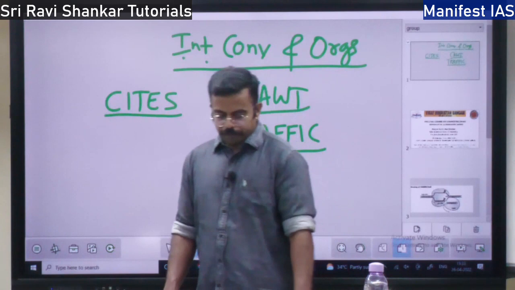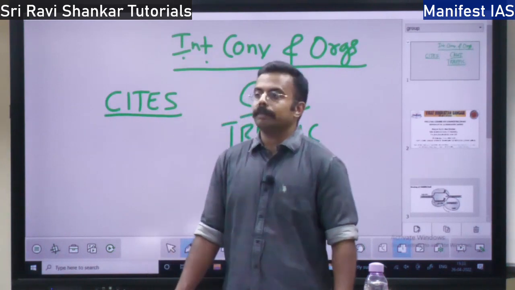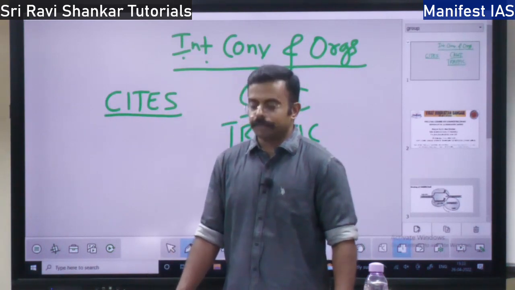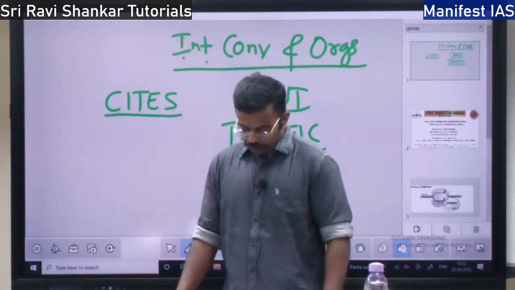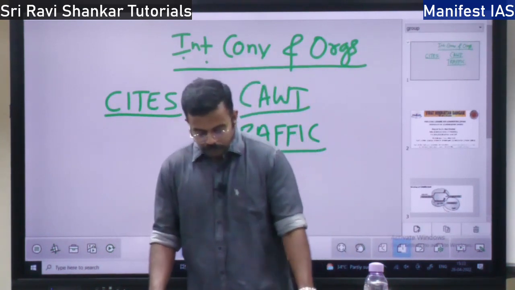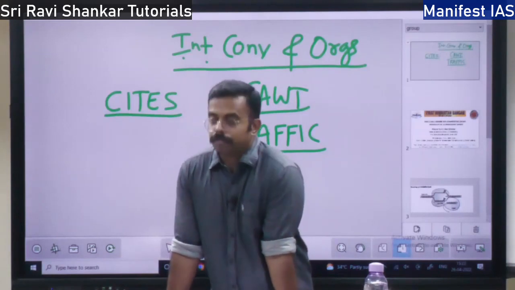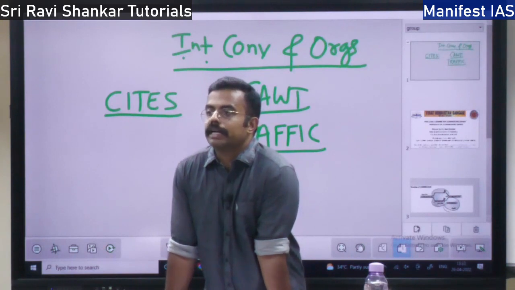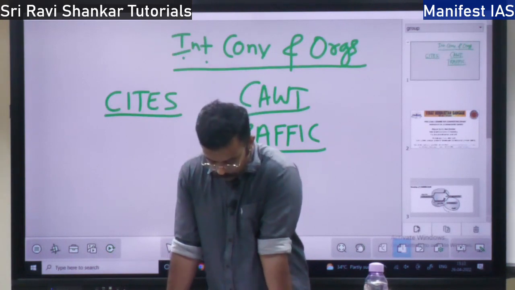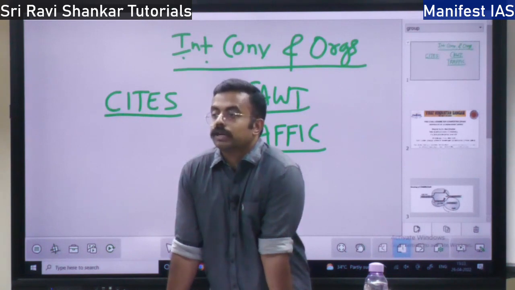So what are the principal functions? One is to implement the forest agreements. Whatever the agreements, that is REDD plus, deforestation. So all those things you implement. Then dialogue among the governments. Governments have to talk frequently to reduce climate change and deforestation. That is the second goal. Then enhance international cooperation. Then also keep track of how much progress we are making.